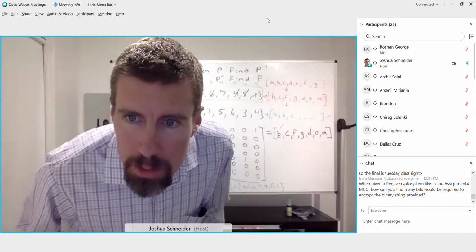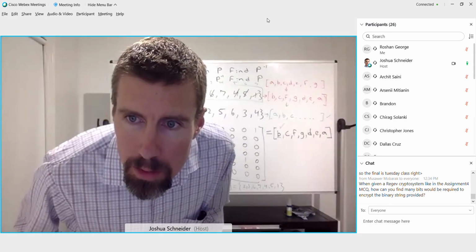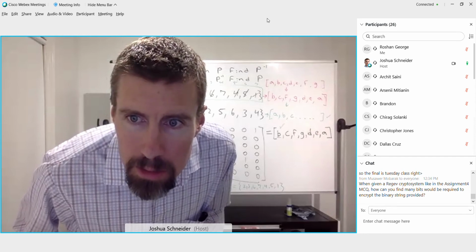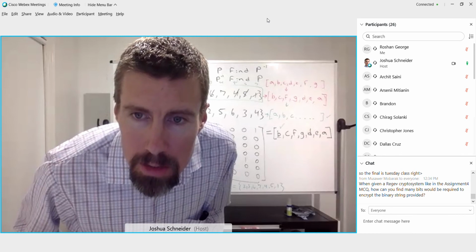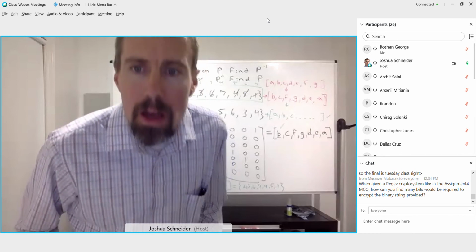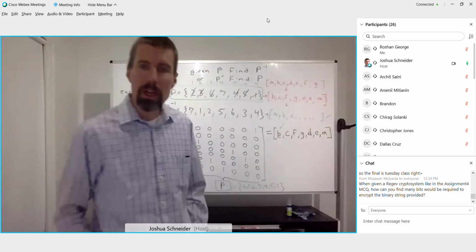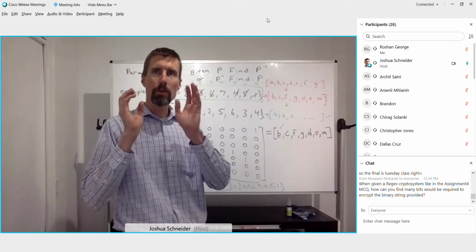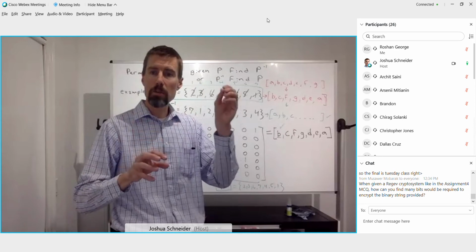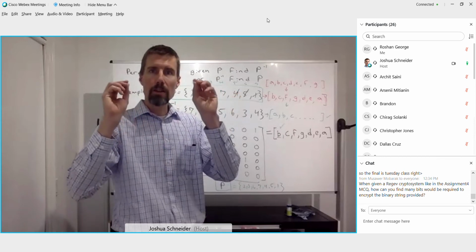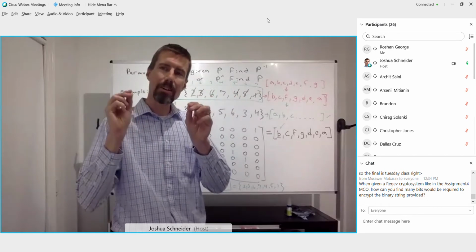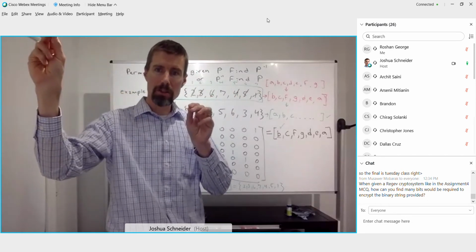When given a Regev crypto system like assignment 4 MCQ, can you find how many bits are required to encrypt the binary string provided? Regev, it's all based on the modulus. Remember, with the Regev crypto system, there's a prime modulus. And what that means is every integer that you write down is one less than the prime modulus.